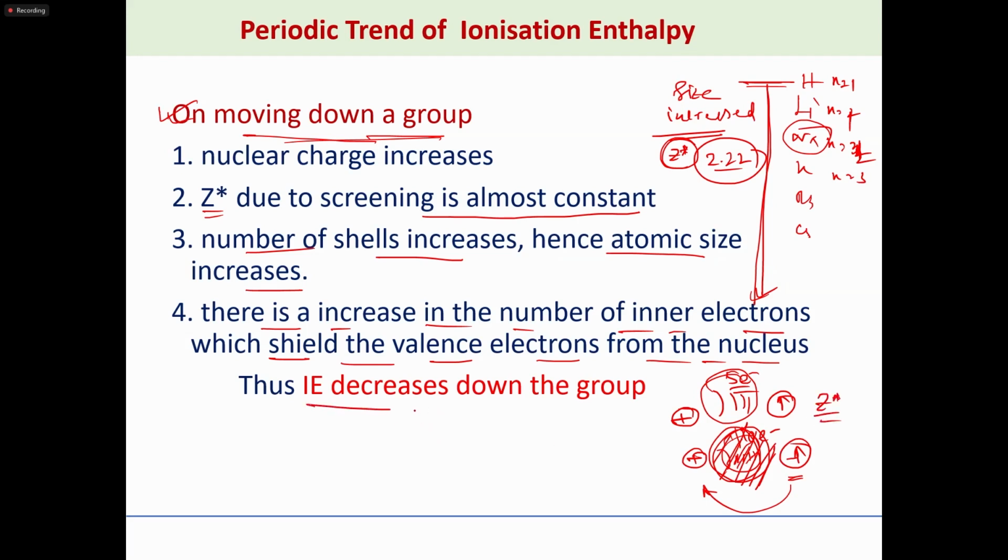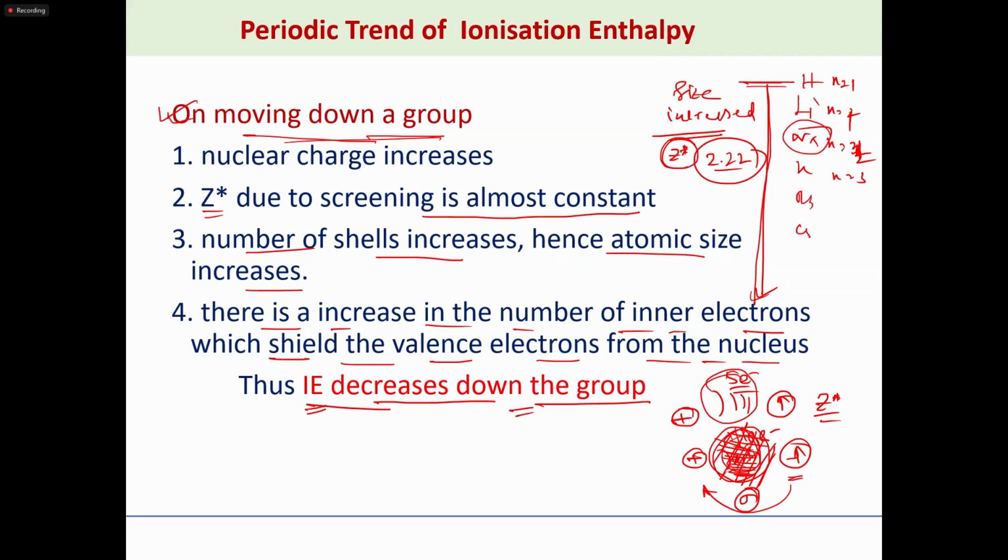That's why electron affinity, ionization enthalpy or ionization energy will decrease down the group, because the number of electrons increases. When the number of electrons increases, the shielding effect also increases. The sigma value will increase. When the sigma value increases, the attraction between the nucleus and the electrons will decrease. When this attraction decreases, the ionization energy or ionization enthalpy will decrease down the group.